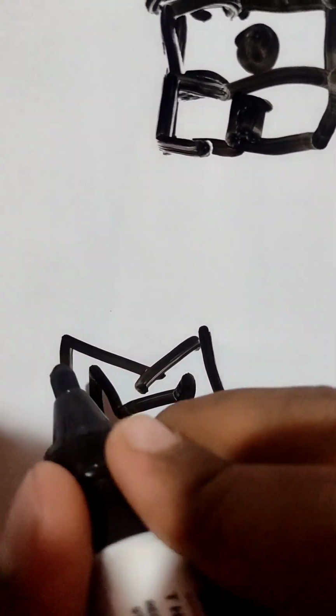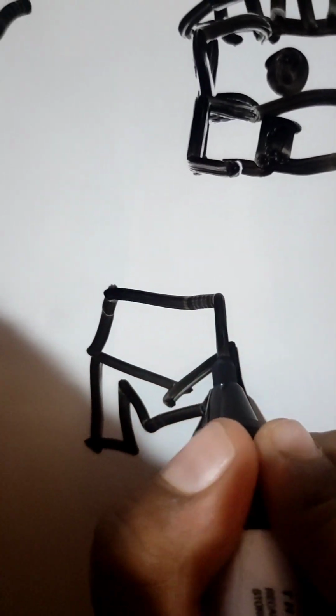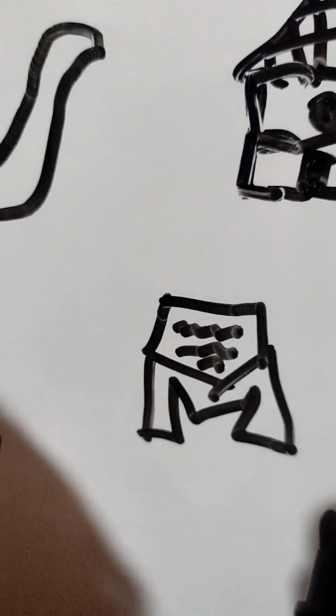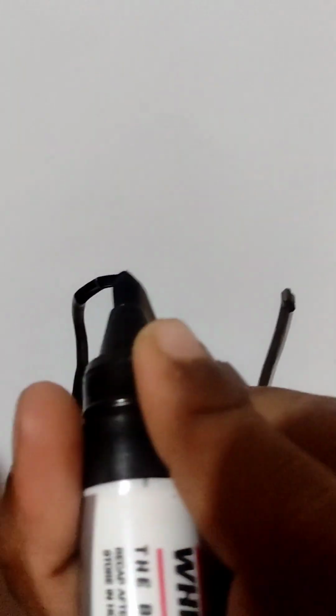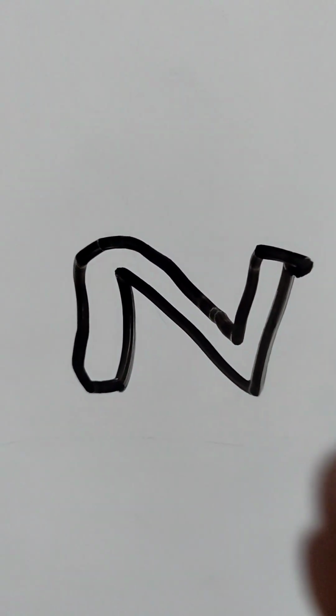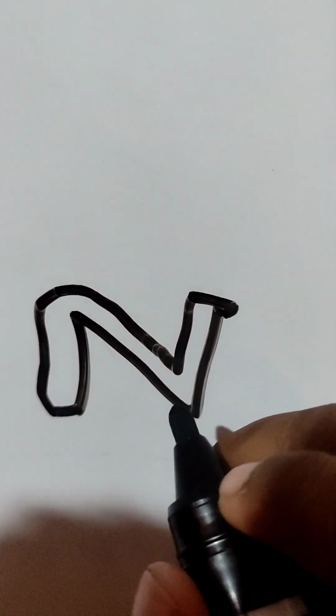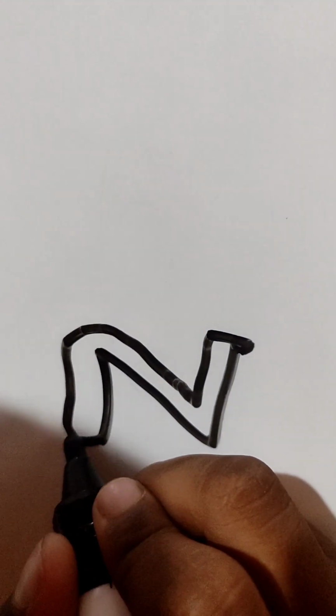From M we can draw something. An amusement park. Like this we will give entries like that. Now N. For N we will draw something like this. Outline this. Then this will be one illusion type. Or you can draw whatever you want.